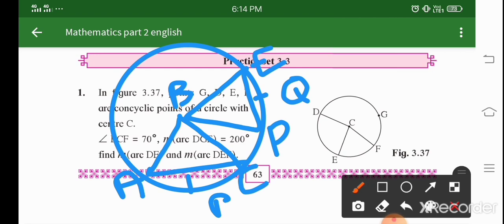Can you see this AC, and this ED? This is D, okay, not P, this is D. These two are the chords, right? This AC and this ED are chords.